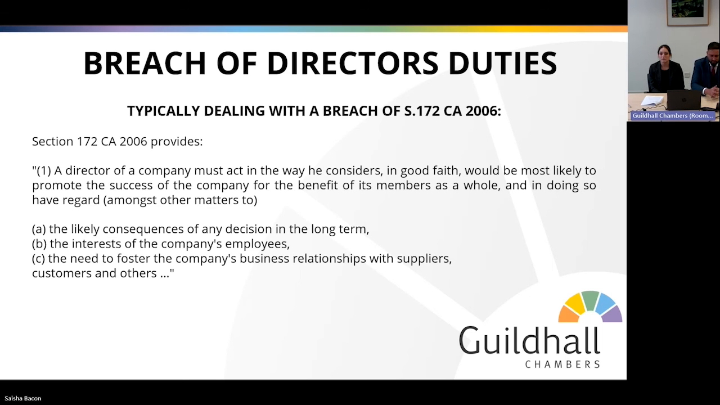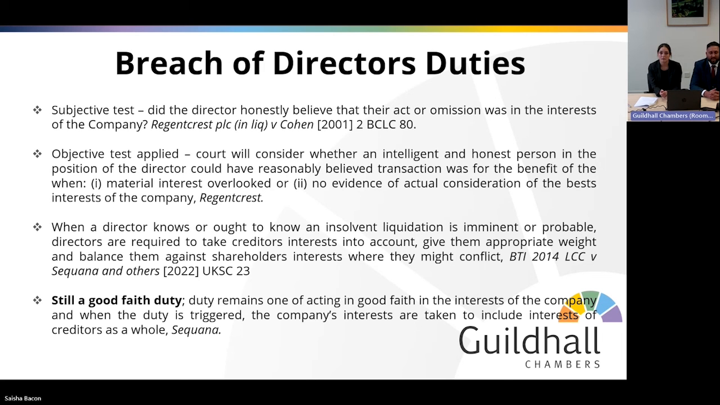Now, it's often cited as you have to act in the best interests of the company. But if we look at the wording, it's a director of a company must act in the way he considers in good faith would be most likely to promote the success of the company. So it's a subjective test. Did the director honestly believe that their act or omission was in the interests of the company? An objective test will be applied where a material interest has been overlooked, or there's no actual evidence of any consideration being given to the company. And what the court then does is it asks itself whether an intelligent and honest person in the position of the director could have reasonably believed the transaction was for the benefit of the company.